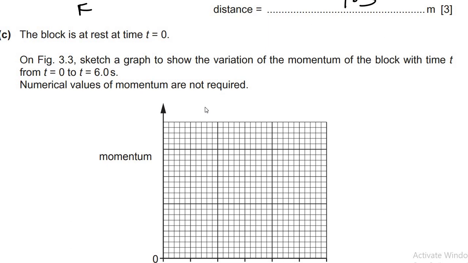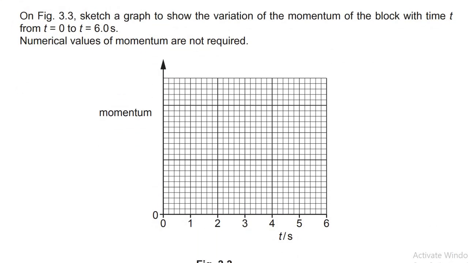Next question. The block is now at rest at time t equals 0. On figure 3.3, sketch a graph to show the variation of momentum of the block with time t from t equals 0 to t equals 6 seconds. The numerical values of momentum are not required. Okay, remember that. Don't forget our resultant force. Let's work like what we did earlier. Remember the resultant force on the model is x minus 0.8. This will help.